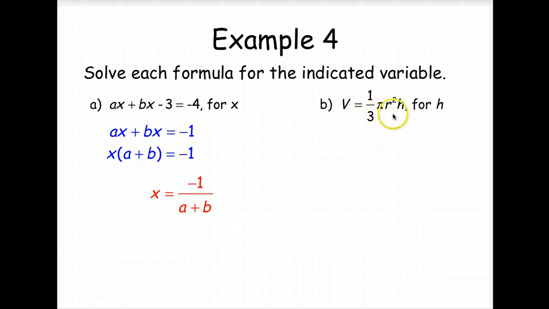Now they're wanting us to solve this for h, okay? So the first thing I'm going to do is get rid of that fraction. So if we multiply both sides by 3, then that gets rid of the fraction. Now we've got to get rid of the pi r squared. So if we divide both sides by pi r squared, we end up with h is equal to 3v over pi r squared.